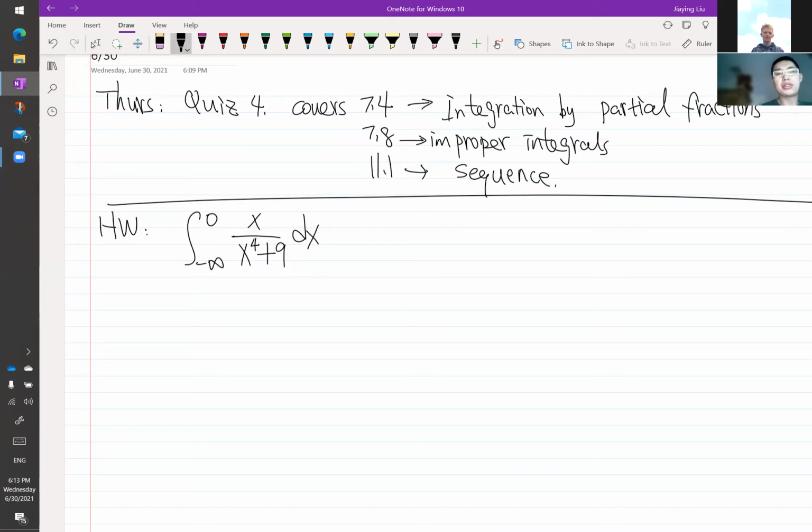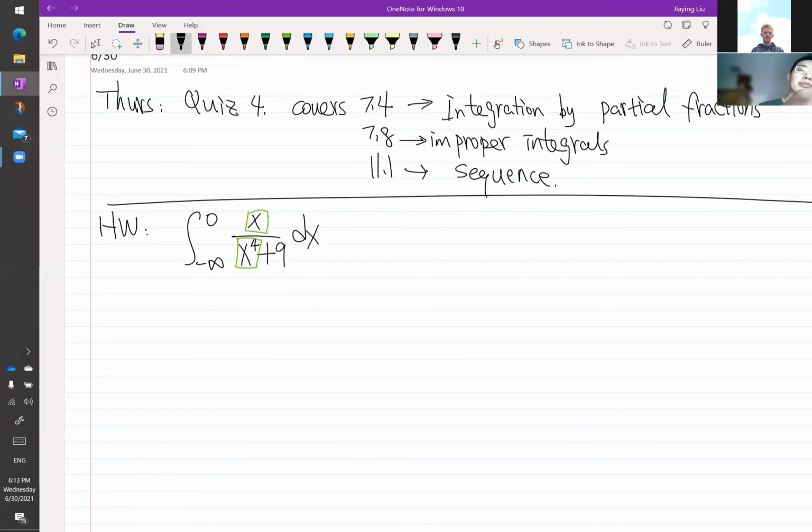The first thing I'm going to do, by just looking at it, in the denominator, I'm going to rewrite the 9 as 3 squared, and I'm going to write the x to the fourth power as x squared squared. When I first see this problem, I have an x in the numerator and x to the fourth in the denominator. If I had x squared there, then the numerator is almost the derivative of x squared. So that's what I was thinking.